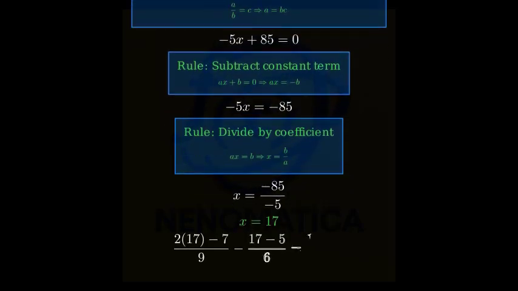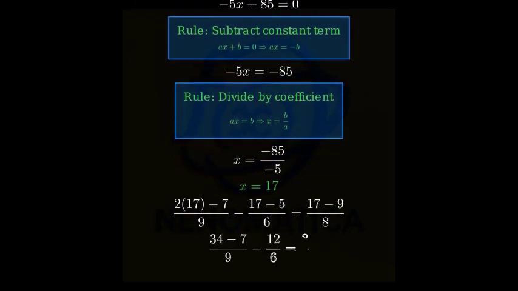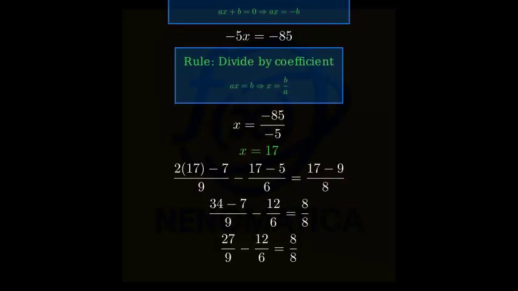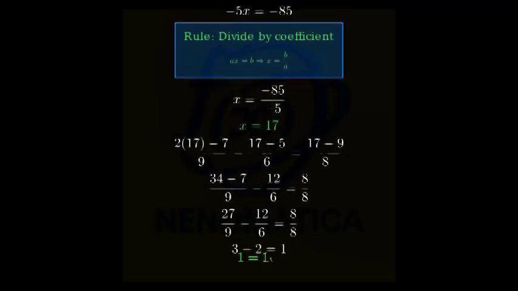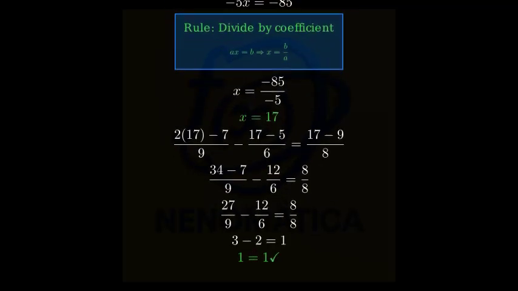Let's check the left side first. For the first fraction, 2 times 17 minus 7 over 9, we get 2 times 17, which is 34, minus 7, which is 27, all over 9, which equals 3. For the second fraction, 17 minus 5 over 6, we get 12 over 6, which equals 2. And for the right side, 17 minus 9 over 8, we get 8 over 8, which equals 1. So, the left side becomes 3 minus 2, which equals 1.